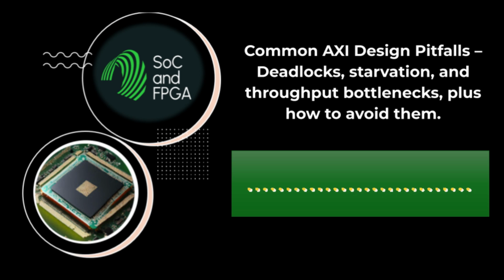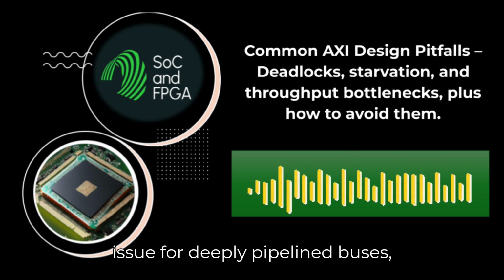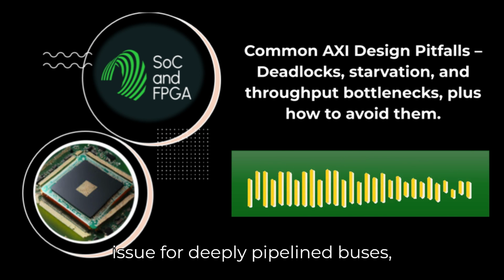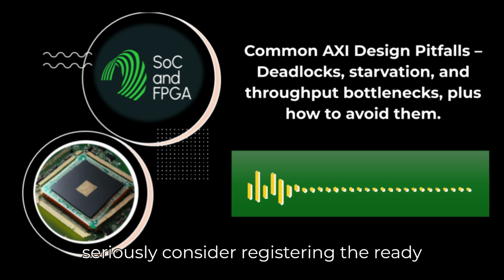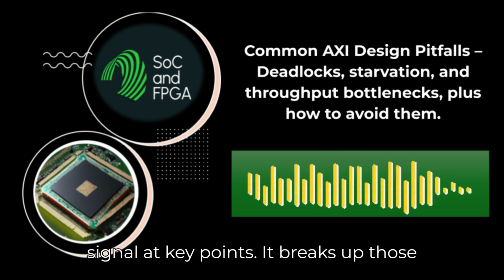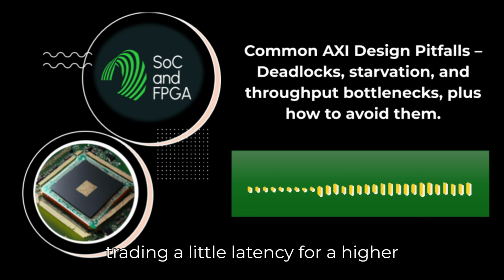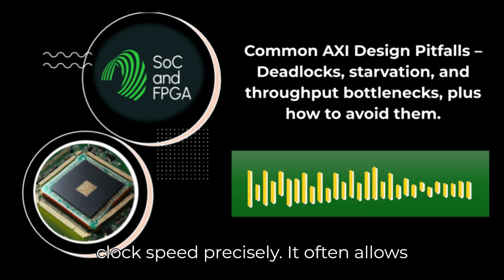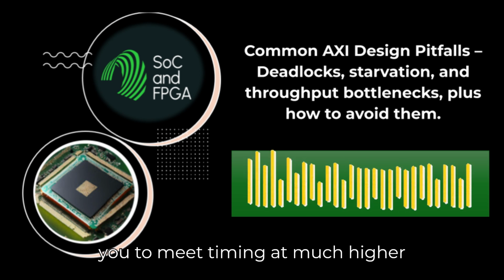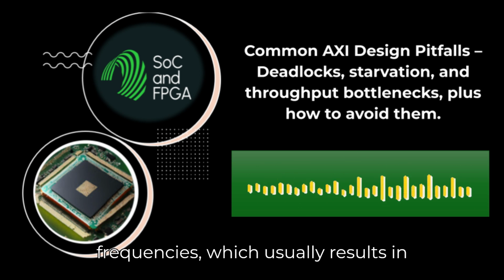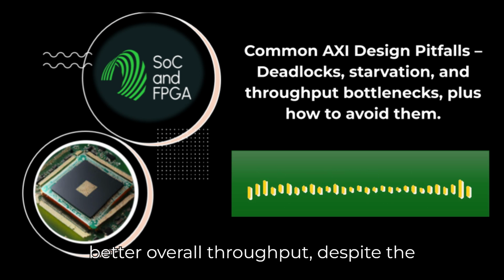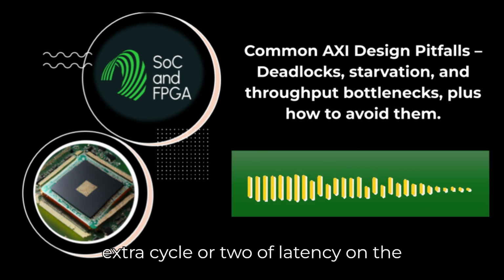Good analogy. And finally, going back to that timing issue, for deeply pipelined buses, seriously consider registering the ready signal at key points. It breaks up those long backward combinational paths. Trading a little latency for a higher clock speed. Precisely. It often allows you to meet timing at much higher frequencies, which usually results in better overall throughput, despite the extra cycle or two of latency on the ready path.